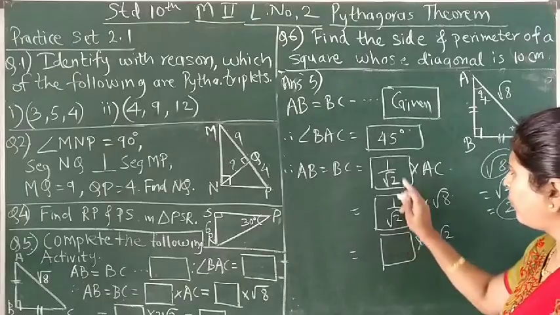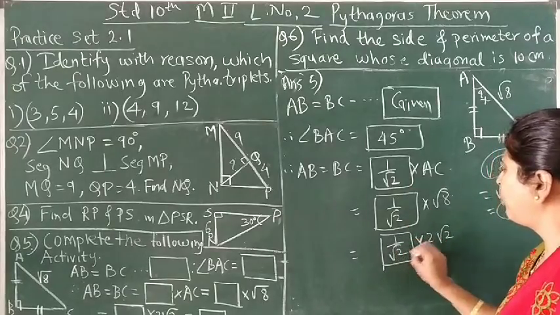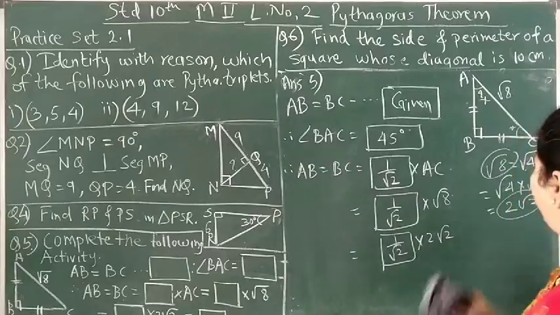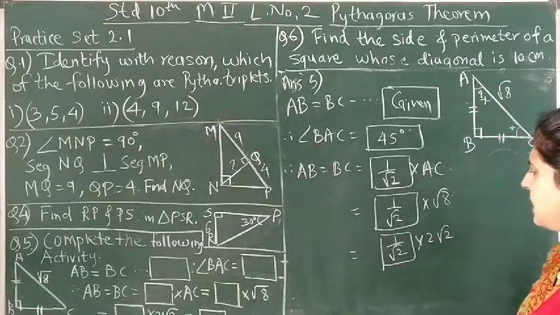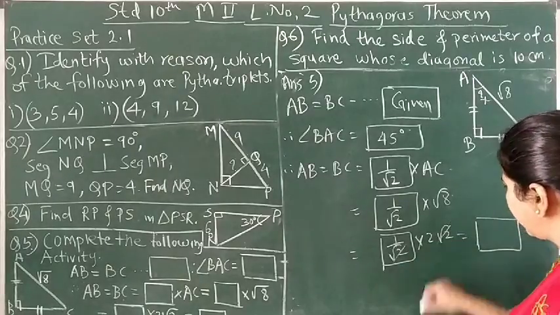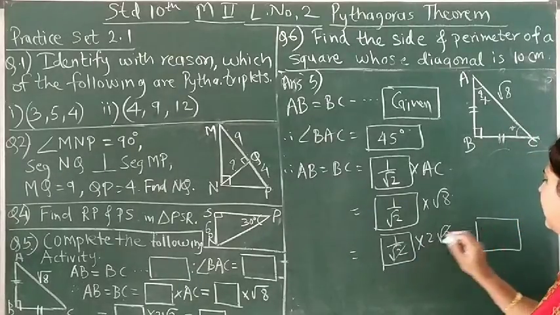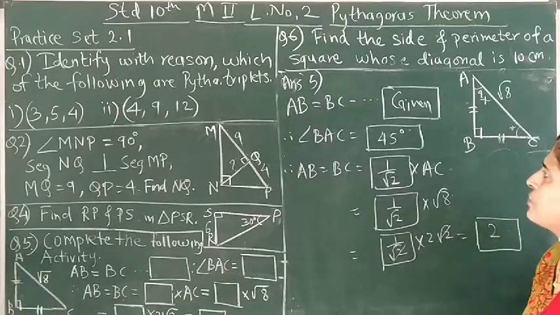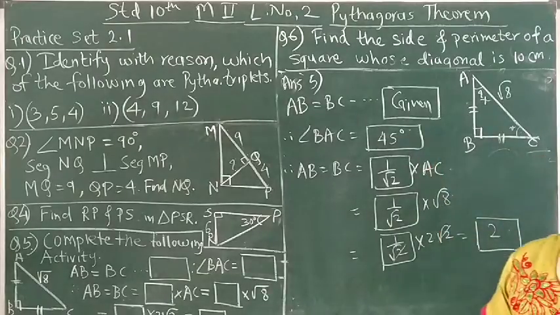So here what we have to copy? We have to copy the same number, 1 upon root 2. And now when you simplify this, it is equal to box, of course this root 2 will get cancelled with this root 2, and that's why you will get 2 over 1, which is 2. So in this way we have finished this activity.